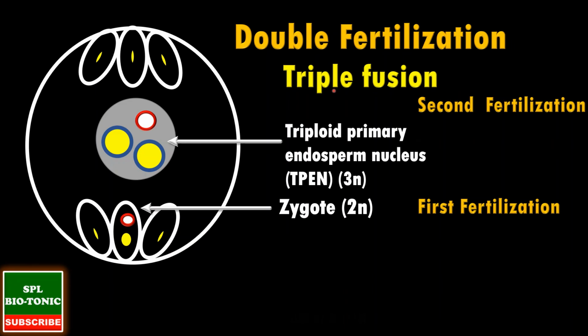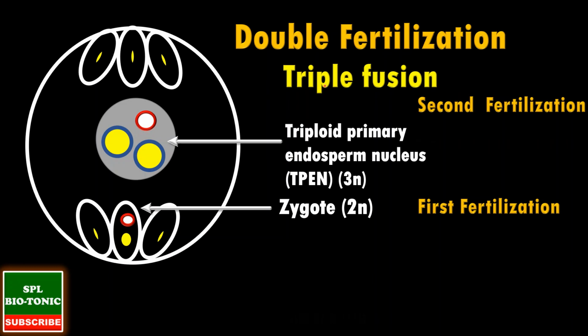So students, in angiosperm, during the sexual reproduction, there's a double fertilization and triple fusion. In the double fertilization, the first fertilization takes place with the fusion of male gamete with a female gamete. In the second fertilization, the second male gamete fuses with the secondary nuclei to form TPEN. So this is what double fertilization is. And especially during the second fertilization, three nuclei are as such fusing. Therefore, it is called triple fusion.